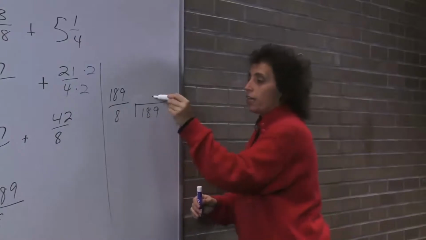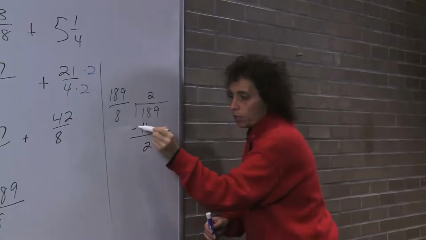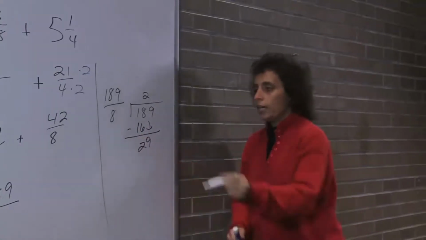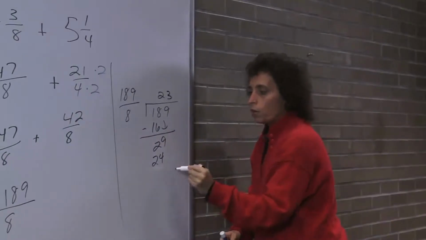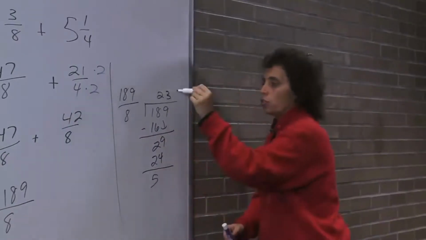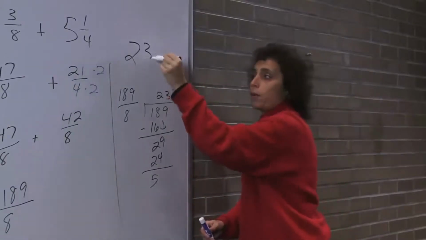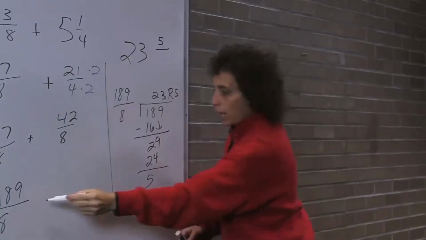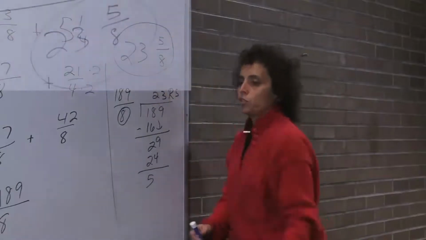Okay, 8 into 18 goes twice. That's 16. We get a remainder of 2. Bring down the 9. Now we have to do 8 into 29. 8 into 29 goes 3 times. That's 24 with a remainder of 5. So my remainder is 5. That gives me 23. Remember how to do this? Remainder 5 over the denominator, which is 8. Oh, there it is. Sorry, lost it. 23 5/8, which is what we got here.